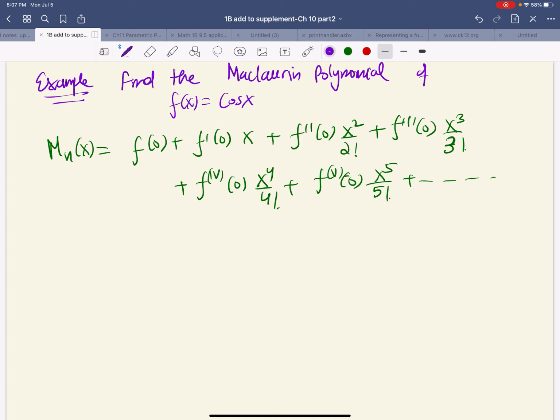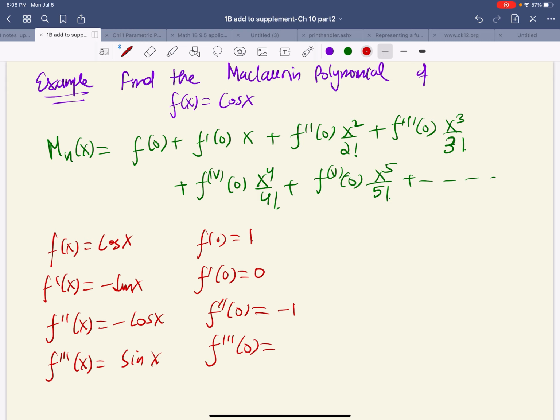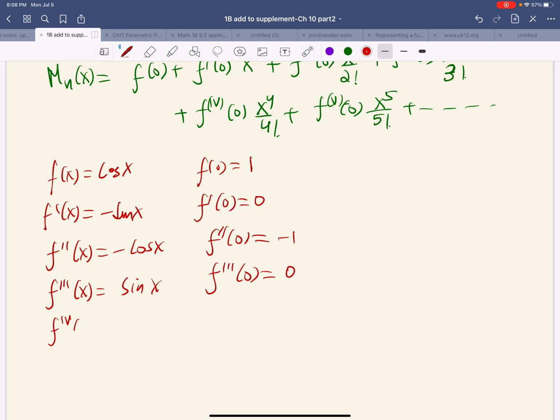Okay, so in this case f of x is cosine of x. What's cosine of 0 going to be? Cosine of 0 is 1. First derivative, f prime of x: the derivative of cos x is negative sine x. f prime of 0 would be negative sine of 0, which is 0. f double prime of x would be negative cosine of x, and f double prime at 0 would be negative 1 here. Now the third derivative: the derivative of negative cosine x is positive sine x, and the third derivative at 0, sine of 0, is 0. Now the fourth derivative is cosine of x, and the fourth derivative at 0 would be 1.